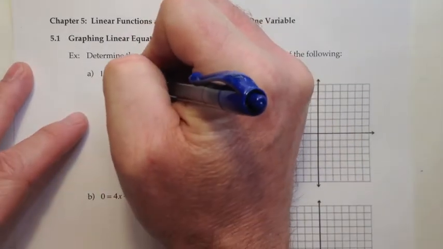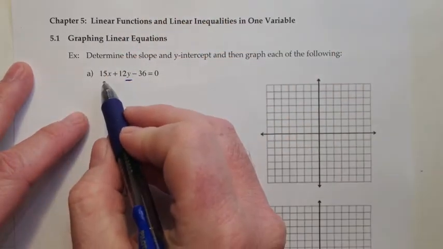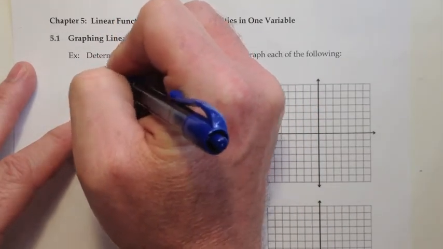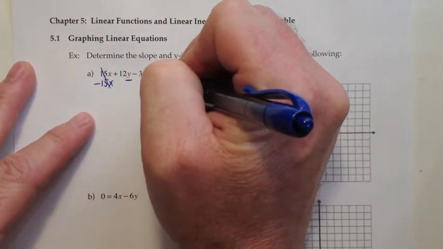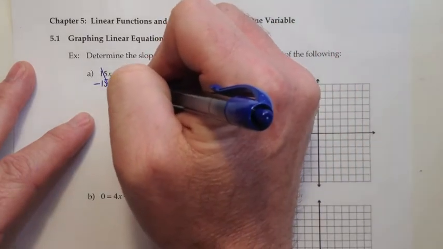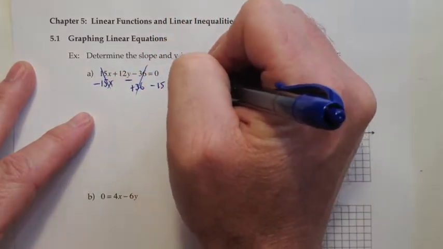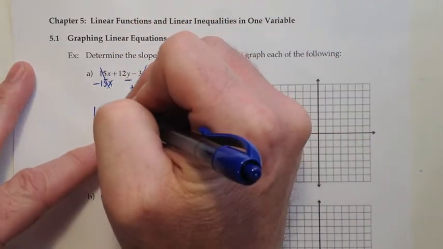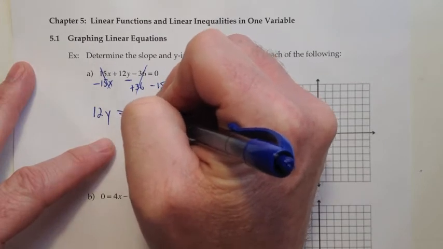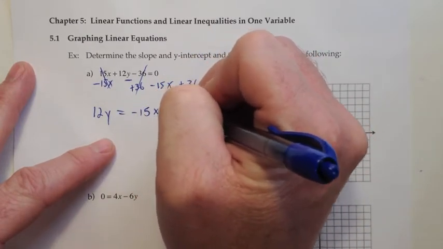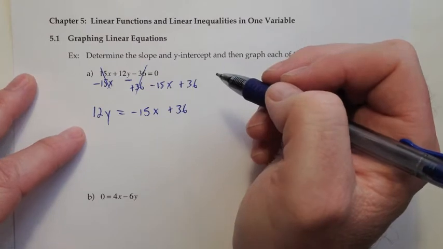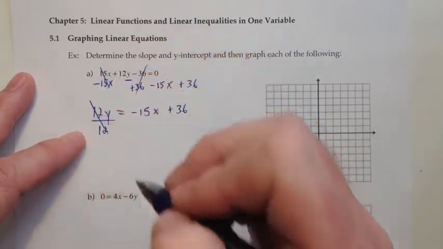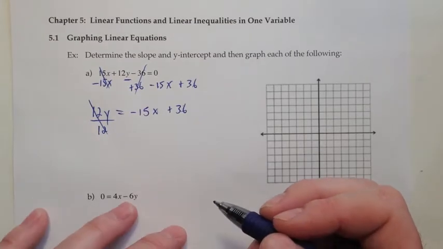So if we're trying to get this y by itself, then we're going to want to move over the 15x and the negative 36. So I would subtract 15x from both sides to cancel that out. And then I would add 36 to both sides to cancel out that 36. And if I do that, I have 12y left on the left side, equals negative 15x plus 36. And then I want the y by itself. The 12 is connected by multiplication, so I would divide by 12 to cancel that off, but I have to divide the other side by 12 as well.